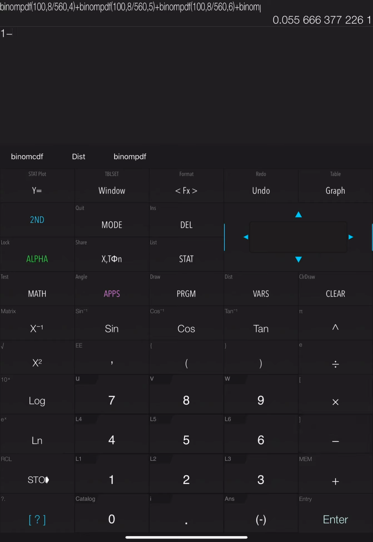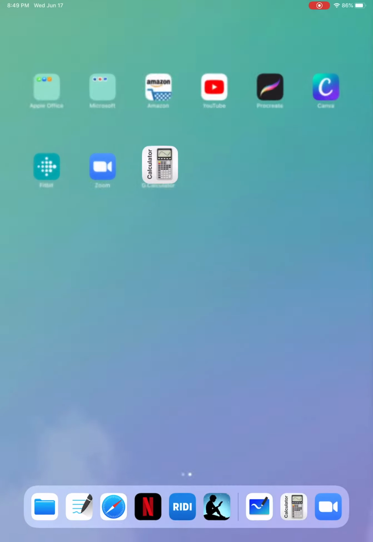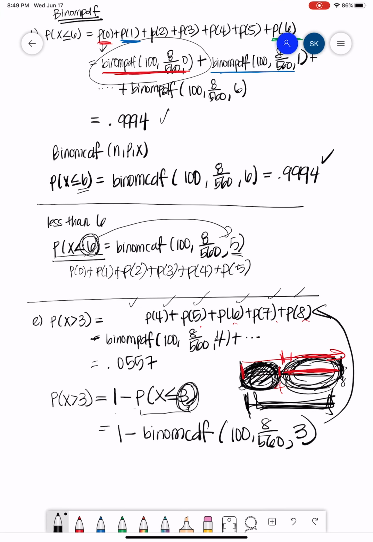1 take away binom CDF this time, 100, comma, 8 out of 560, comma, 3 should give you the same answer. There you go, 0.0556807, right? Yep. So writing down 0.0557.